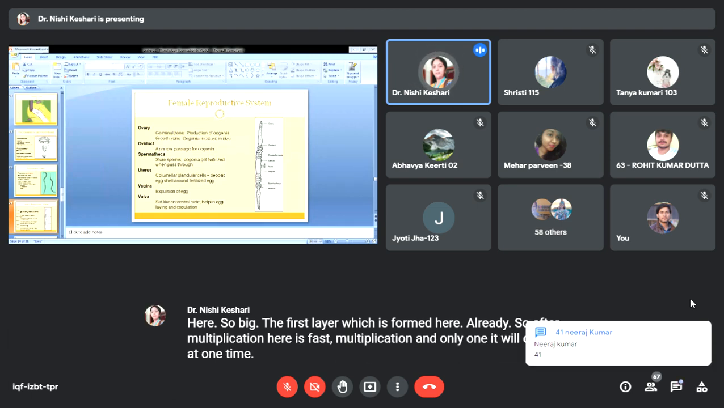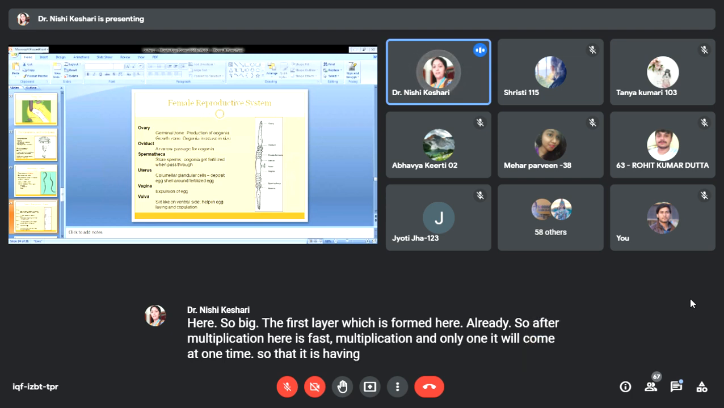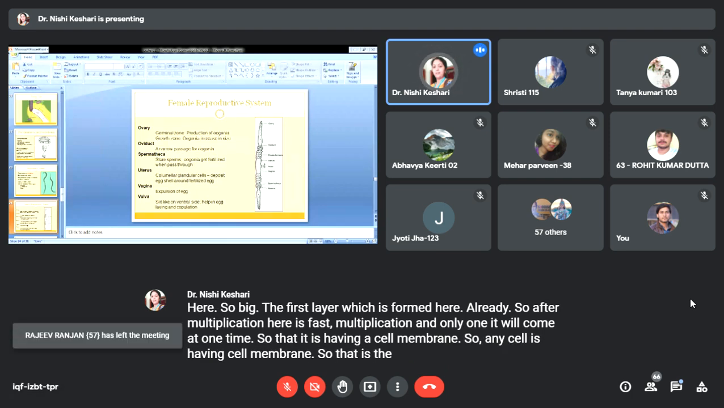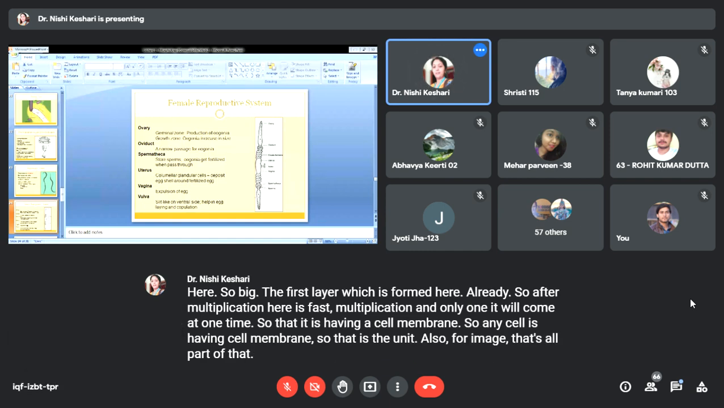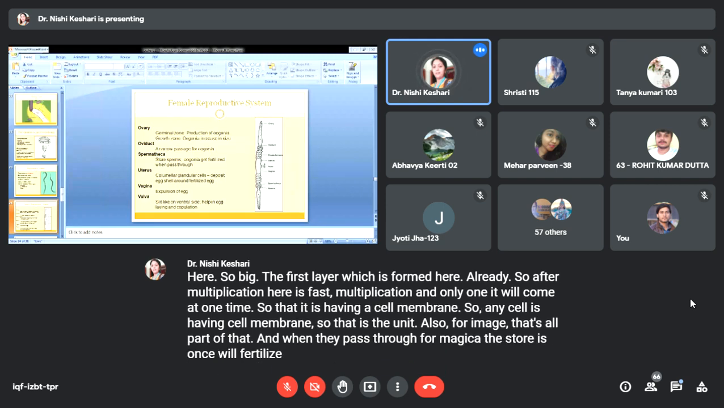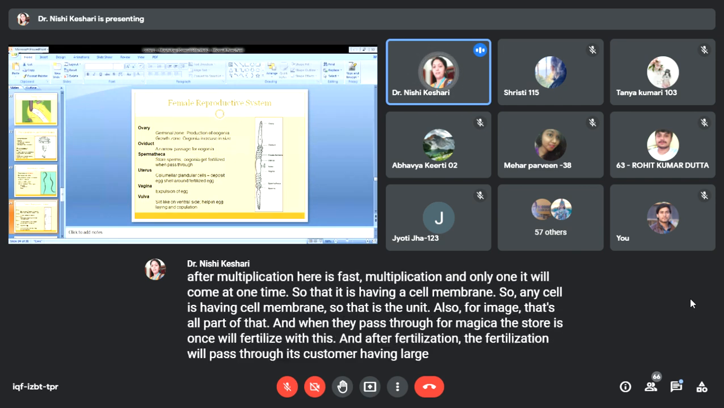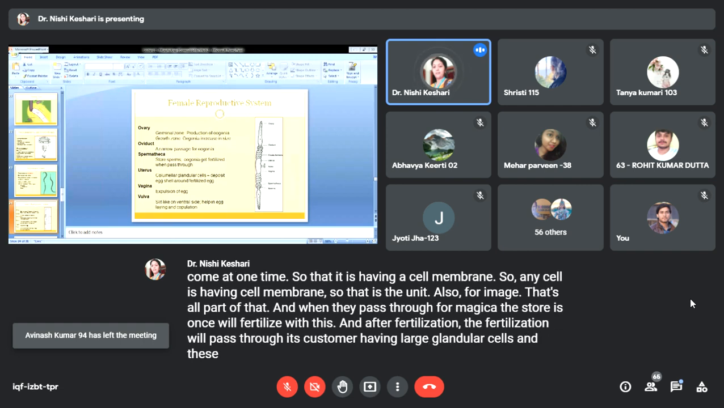So that egg has a cell membrane. Any cell has a cell membrane. That is the unit membrane, the basal layer of that egg. When the egg passes through the spermatheca, the stored sperms will fertilize it. After fertilization, the fertilized egg will pass through the cluster formalia, having large glandular cells, and these will form a layer on that egg.